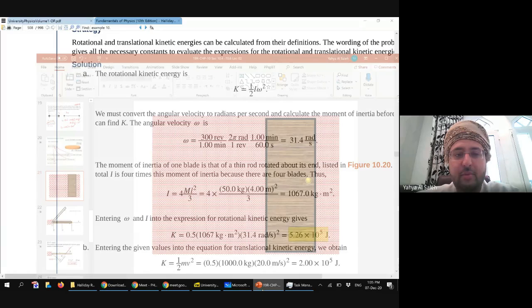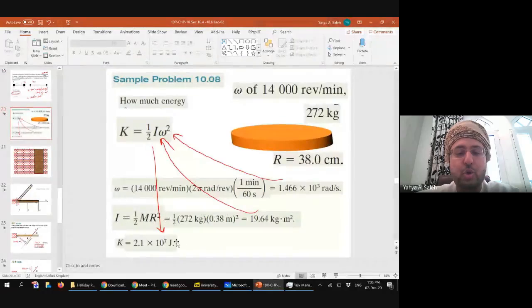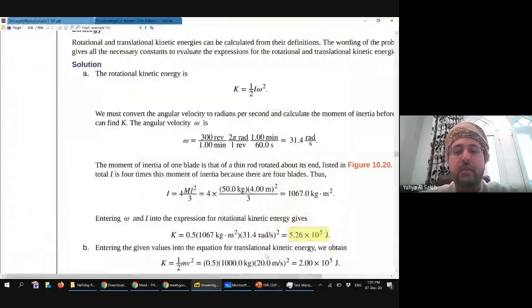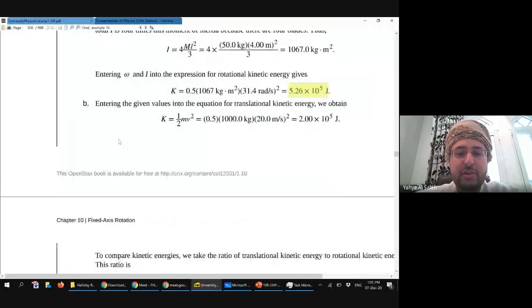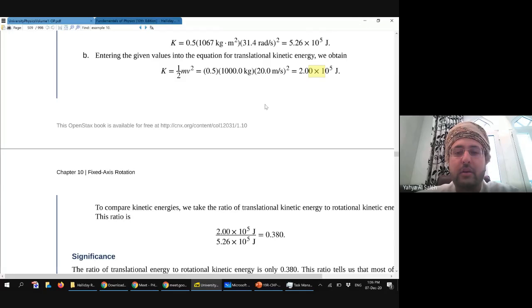Okay, so again, if you want to compare, you're talking 2 orders of magnitude or 100 times less than the previous question. Entering the given values into the equation for translational kinetic energy, so just half mv squared, half total mass 1,000, v is 20 meters per second, you get 2 times 10 to the power 5. So the amount of kinetic energy you get by translating at 20 meters per second is only about 38% of the amount of the rotational energy in the rotors.